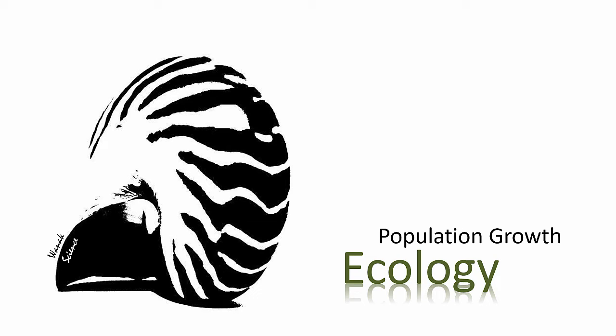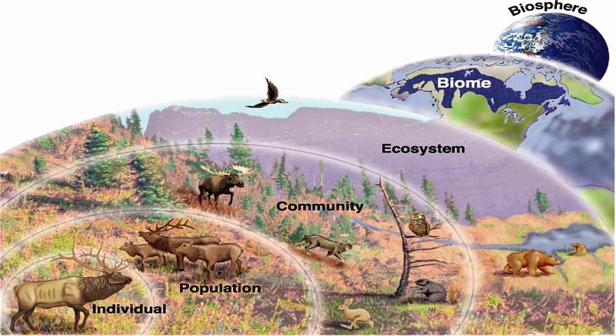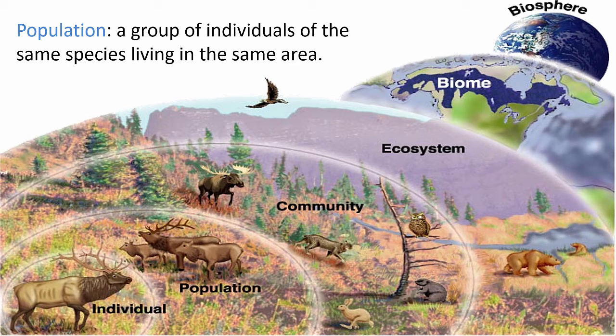This ecology video is on population growth. In this case, we're thinking about populations. We have to define what is a population. A population, of course, is a group of individuals of the same type or the same species living in the same area. So if you're looking at the diagram, you'll notice that the population is the second most specific group we can be focused on in ecology.